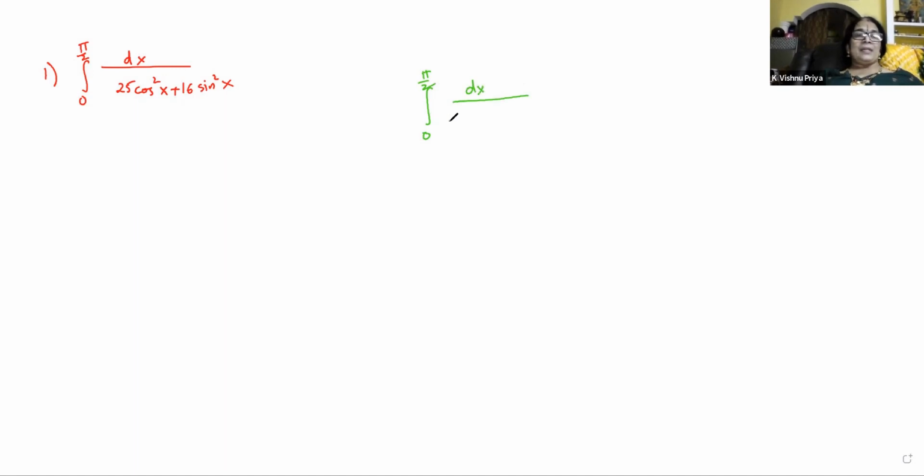And in the denominator, you must have a square cos square x plus b square sin square x. Your question must look like this. Then only you can apply this formula. And what is the answer for this? Pi by 2ab. Simple. Pi by 2ab.